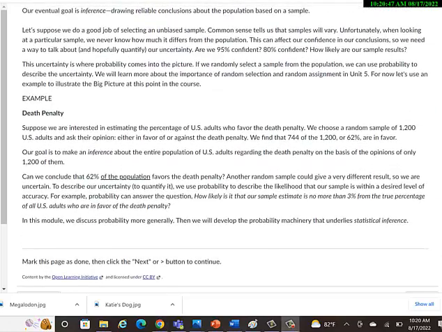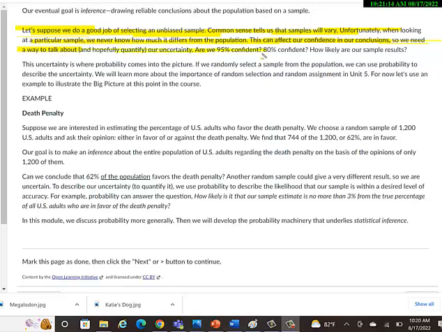Okay, now let's look down here. Let's suppose we do a good job of selecting an unbiased sample. I mean, that's very hard to do, but let's just assume that's what's going on. Common sense tells us that samples will vary. Unfortunately, when looking at a particular sample, we never know how much it differs from the population. This can affect our confidence in our conclusions. So we need a way to talk about and hopefully quantify our uncertainty.